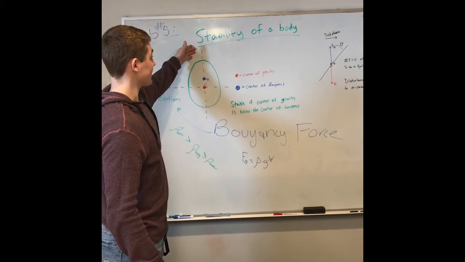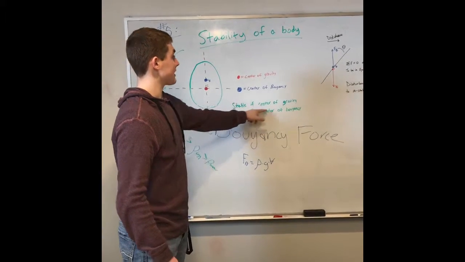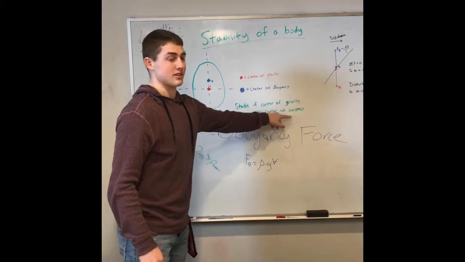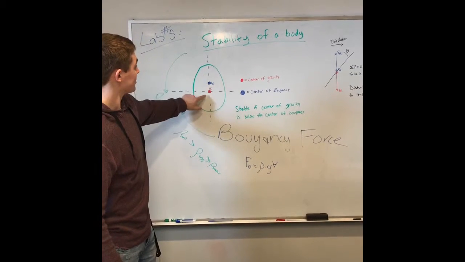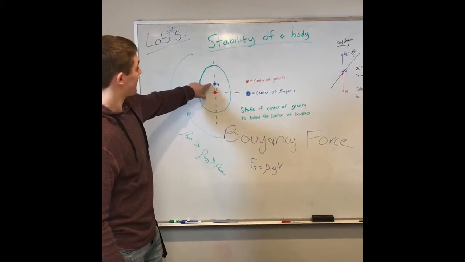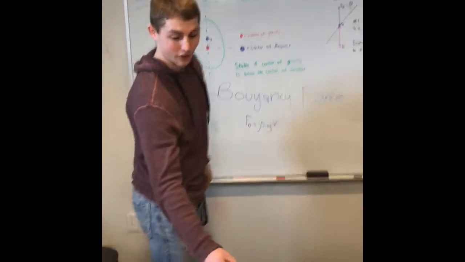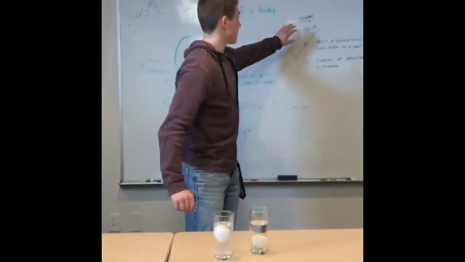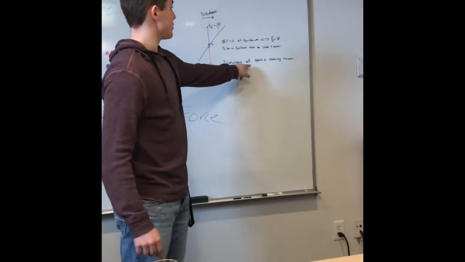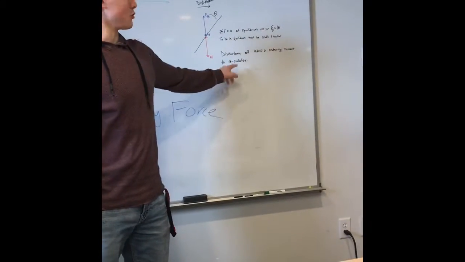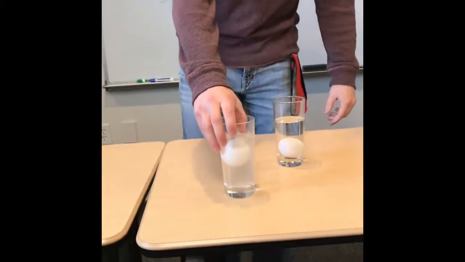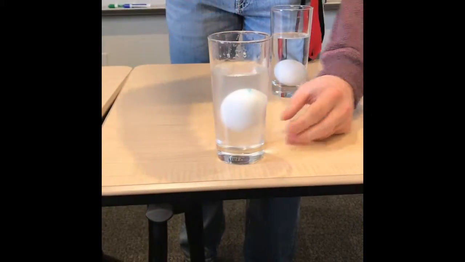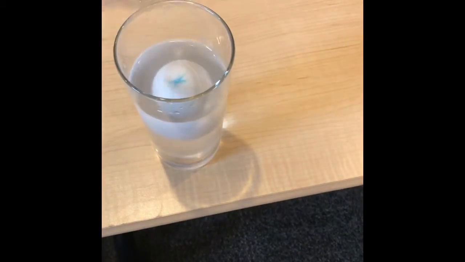The stability of the body, the main thing to take out of it, it's stable if the center of gravity is below the center of buoyancy. To clarify, here's the picture, center of gravity below the center of buoyancy. That's how you know in our video the X is on top. And then a disturbance will induce a restoring moment to restabilize. So with the egg again, if I give it a flick, the X will still be on top. See, flick, flick.